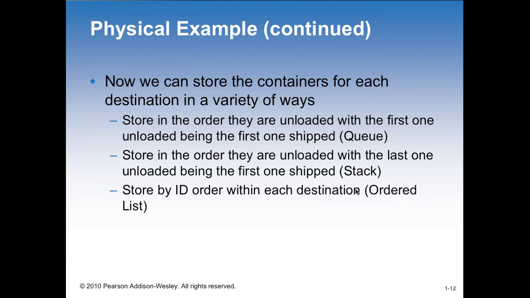So now we can store the containers for each one of the destinations in a variety of different ways. And here are some options. And this is what we're looking at in terms of the solution to this problem using data structures. We can store them in the order they are unloaded, for example, with the first one unloaded being the first one shipped, in a queue.